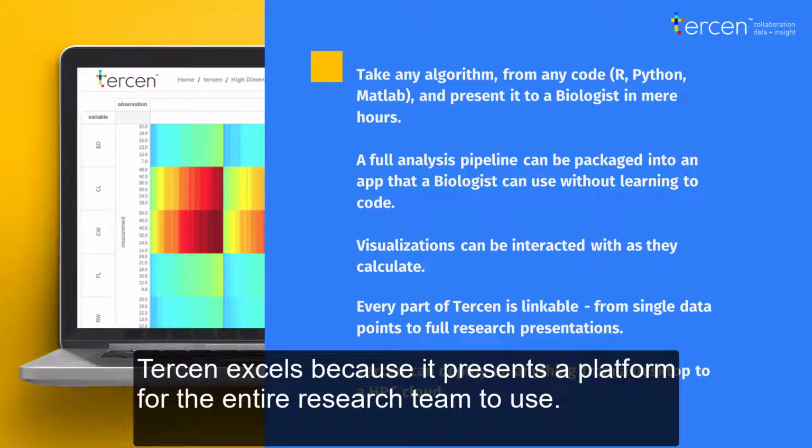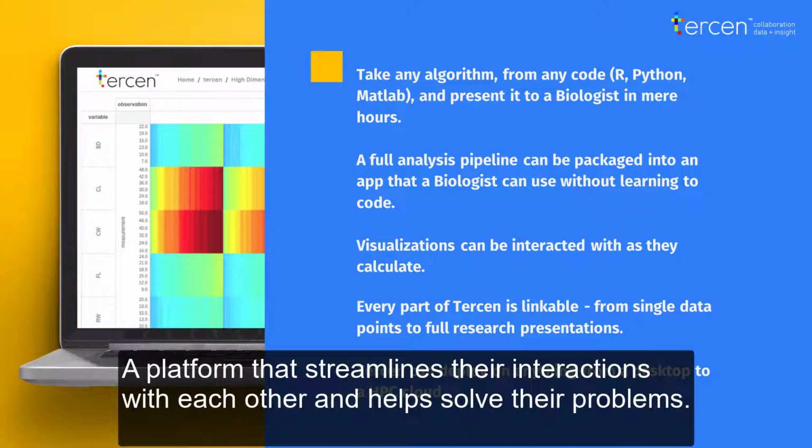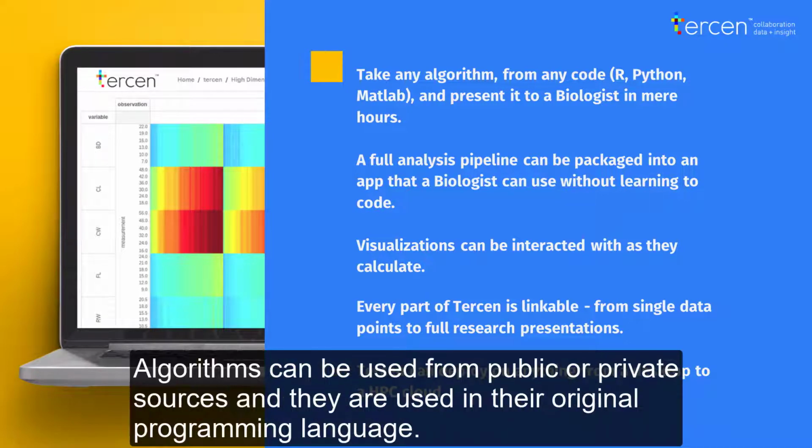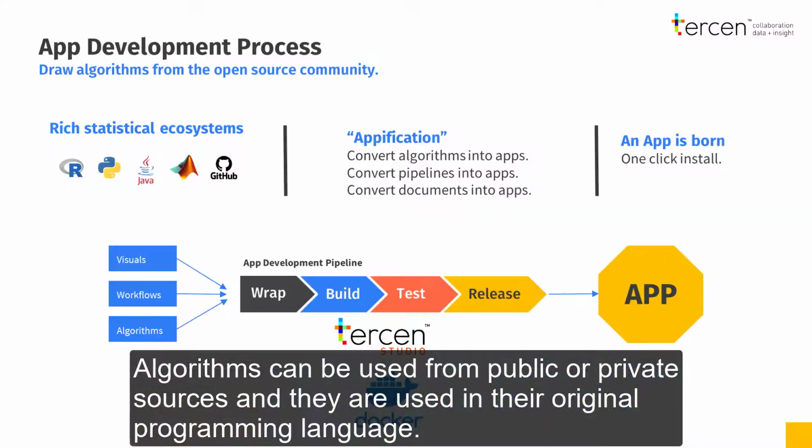Tercen excels because it presents a platform for the entire research team to use. A platform that streamlines their interactions with each other and helps solve their problems. Tercen's analysis pipelines are customizable to an experimental design and modifiable as the research progresses. Algorithms can be used from public or private sources, and they're used in their original programming language.